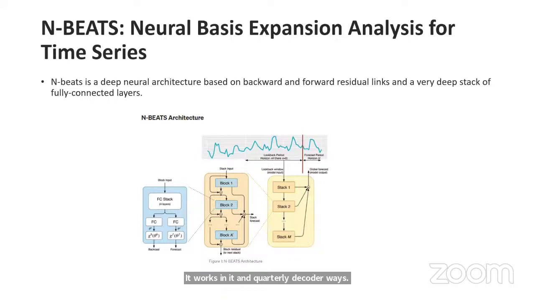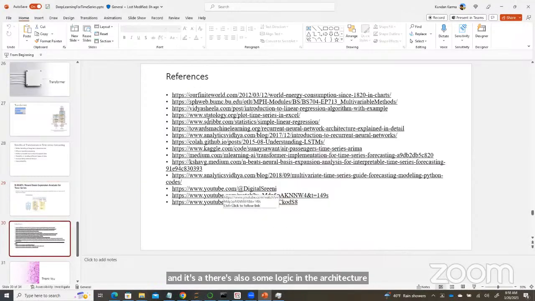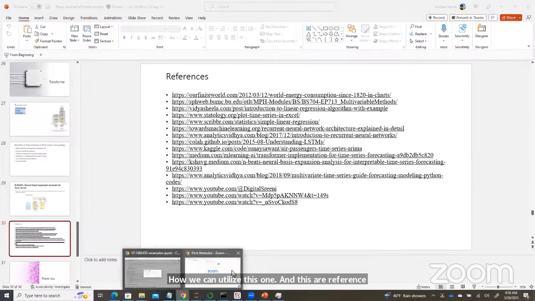Next is N-BEATS. This is a neural network designed especially for time series, and it is also one of the most popular nowadays. N-BEATS also has some logic and architecture which you can go through, but I'm not going into that one. I'm just directly jumping to how you can utilize it. And this is a reference material of all the things I used for preparing my demo.